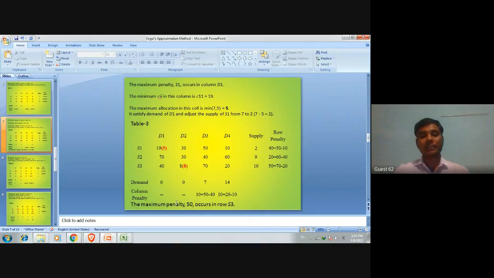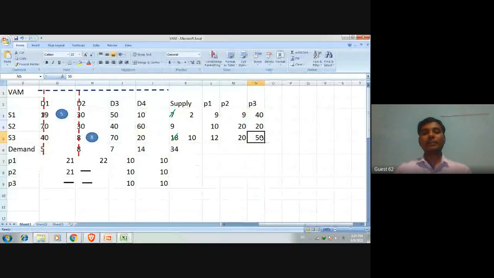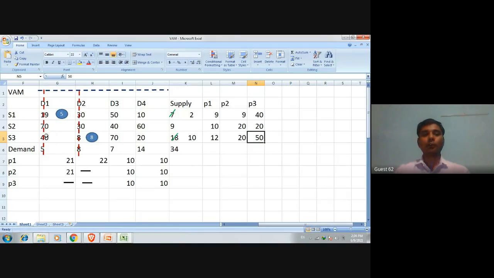Okay. The maximum penalty 50 occurs in row 3, I have also shown it here. The maximum penalty occurs in row 3. So we will select row 3 for the allocation.